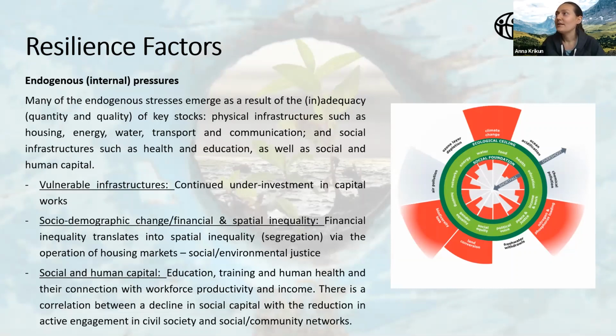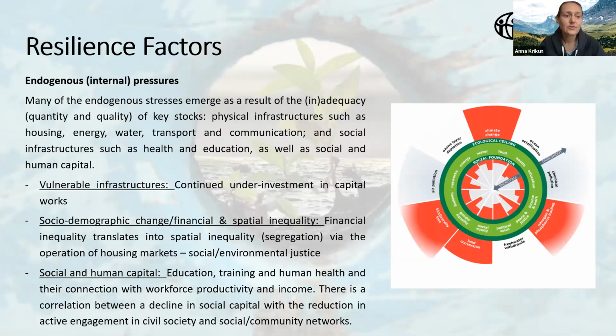Now we're going to look at the internal pressures. As a consequence of the external pressures, we also have things that are restricting our resilience on the internal level. One of them is, for example, vulnerable infrastructure. And as a continuing trend, we have underinvestment in capital works, especially in the areas which are most vulnerable. So again, the slums, the areas where the low-income population is living. The share of the global urban population living in slums is currently 24%, which is quite a high percentage for our society.